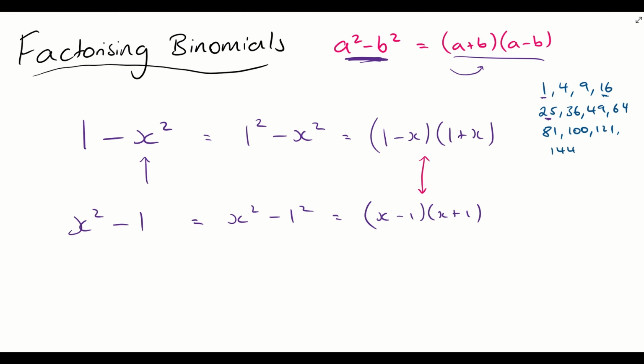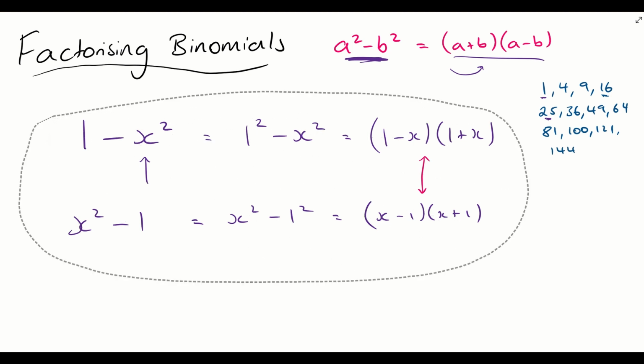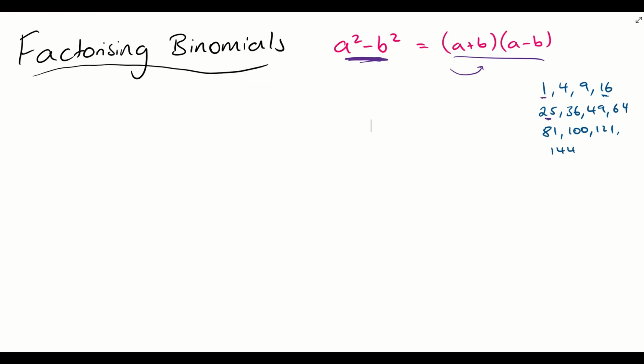Let's do another example now. So we'll delete this one. And the one that we're going to do now is x to the power of 4 minus 49. Okay, well, first off, I realize that 49 is one of my magic square numbers. So I can immediately write that as 7 squared. What about my x to the power of 4 though?